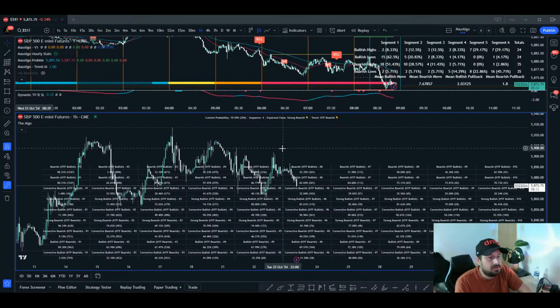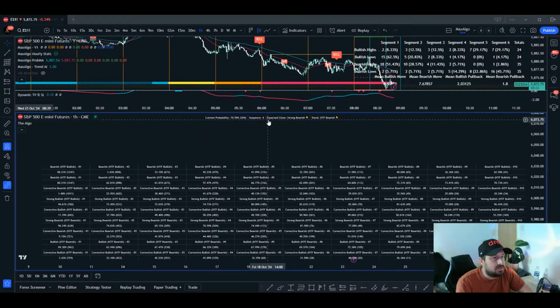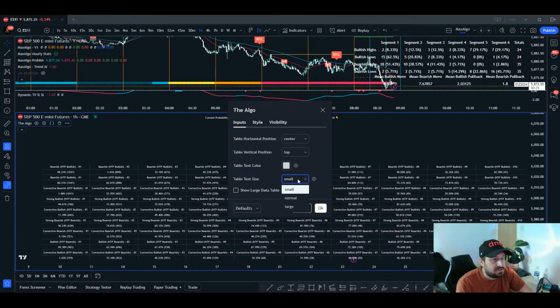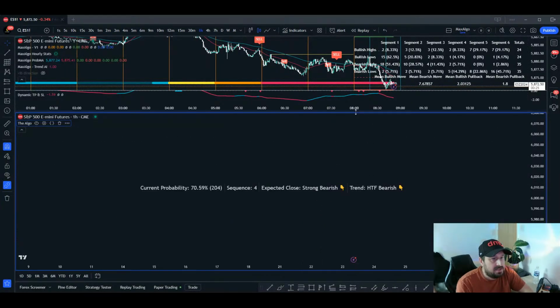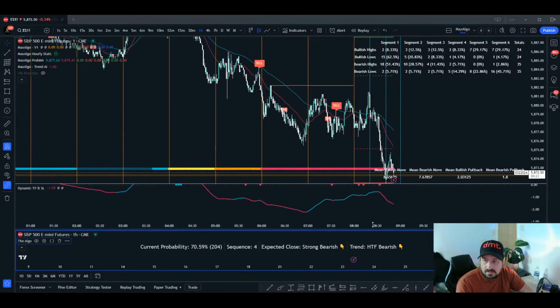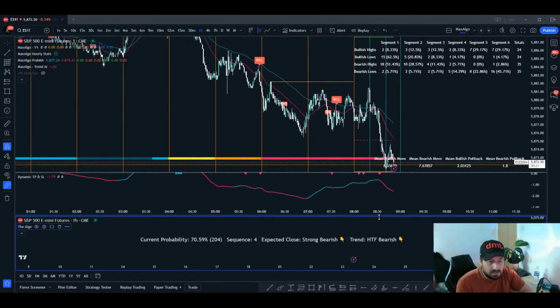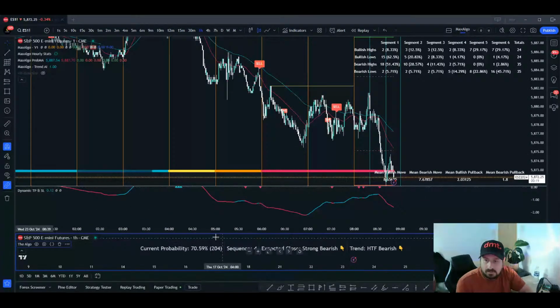I'm just going to go hide the table again and make this large so you can see it. So when you're trading, obviously you can just have it like this, so that you're just using the prediction for the current candle.